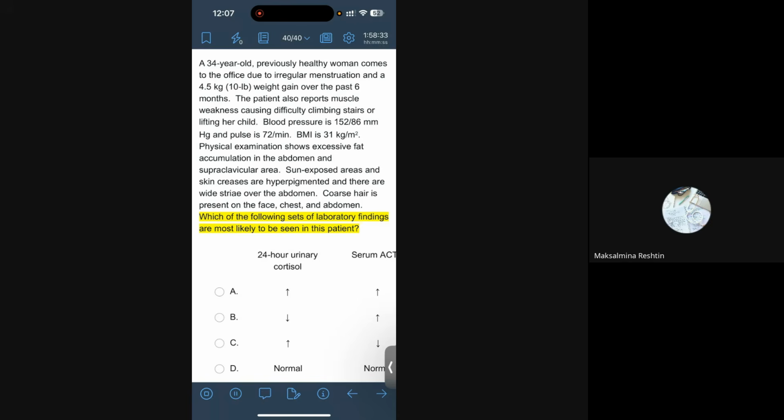High. Why? Because of the hyperpigmentation. How do you come to the conclusion that ACTH is high? We have just discussed that whenever ACTH is high, MSH, melanocyte stimulating hormone, is also going to be high. Both of these compounds are derived from the same precursor molecule, POMC. So when ACTH is high, MSH is high, and you are going to see hyperpigmentation.